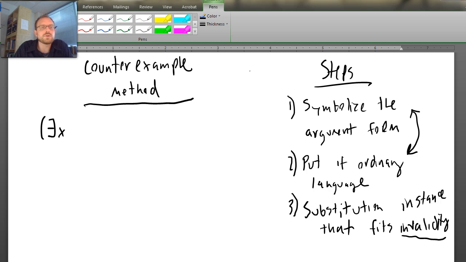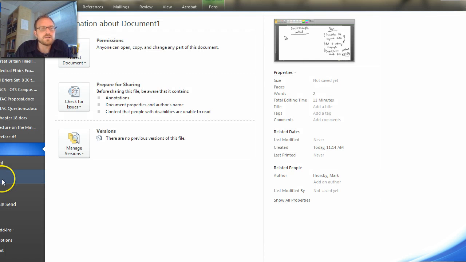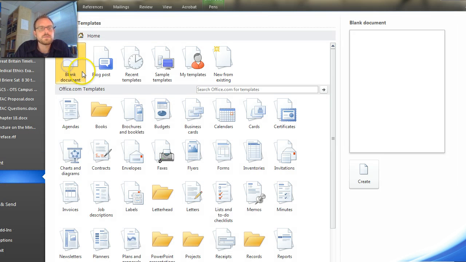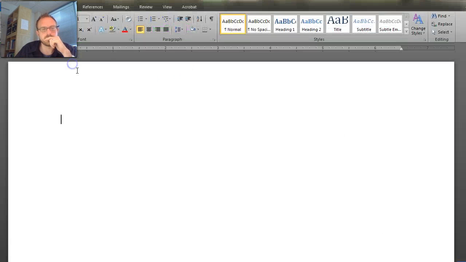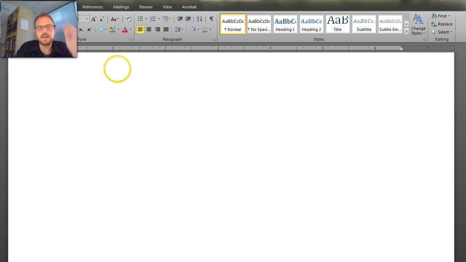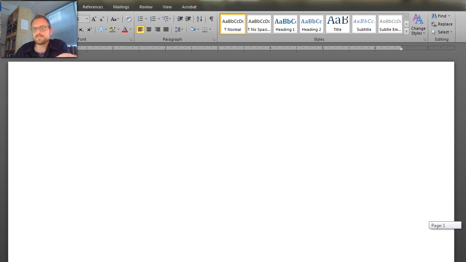Actually, before that, I want to make it on a larger file here real fast, because we're going to be running through quite a few problems here. So I'll probably go ahead and try to cut that out when I can. Okay, so let's start with the example of the counterexample method.